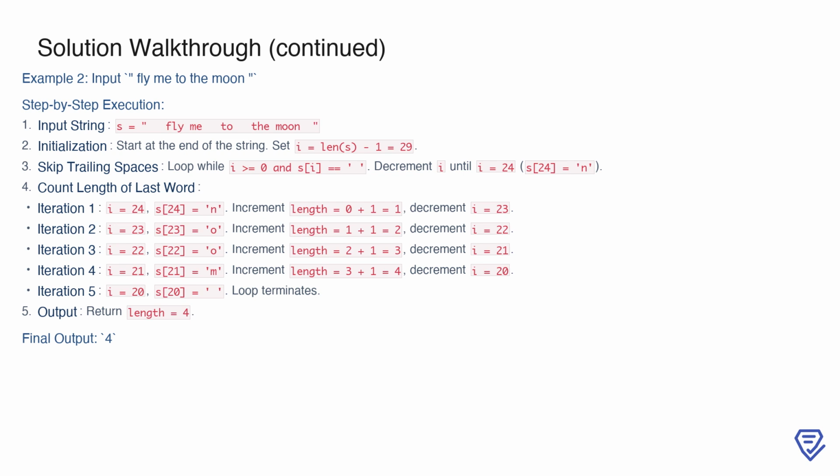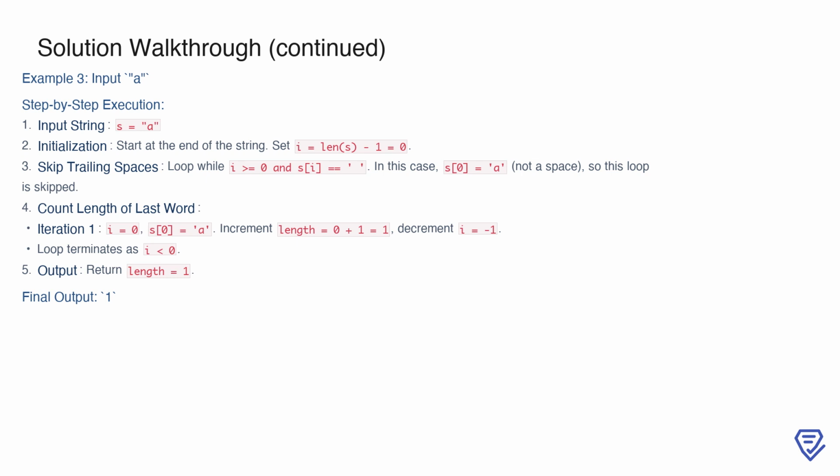Next, we count the length of the last word by iterating backward and checking each character. At index 24, the character n increments the length to 1. Then, at index 23, the character o increases the length to 2. Continuing, we process another o and m, bringing the length to 4. When we encounter a space at index 20, the loop stops. The length of the last word, which is "moon", is therefore 4, and we return this as the output.